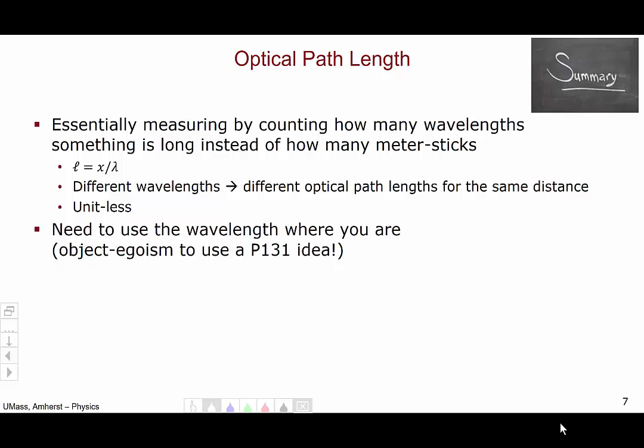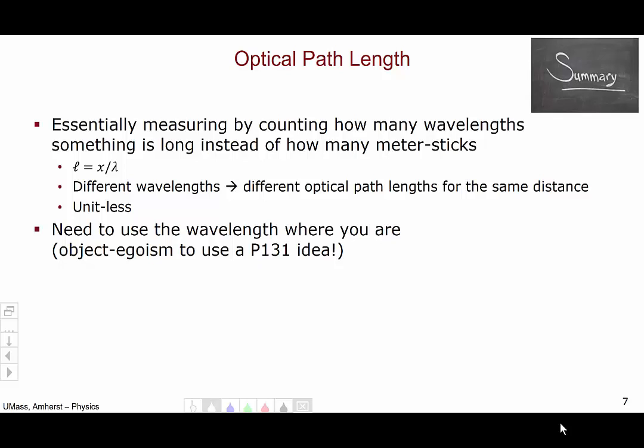Since different kinds of light have different wavelengths, the optical path length, even for the same distance, can vary depending upon the wavelength of light being used. Think back to our example with the dinosaur. It was 5 radio waves, or 1.47 times 10 to the 7th, 680 nanometer light. It's also worth remembering that the optical path length is a unitless quantity. And finally, you need to remember that you need to use the wavelength that is true where you happen to be. So you need to take into account any indices of refraction.